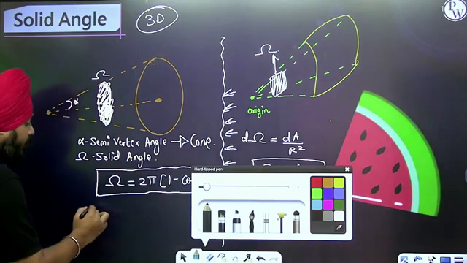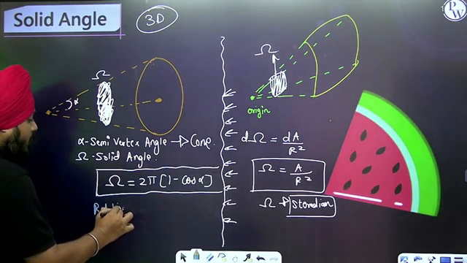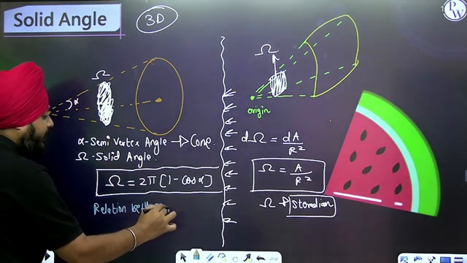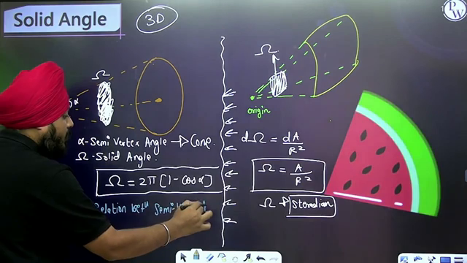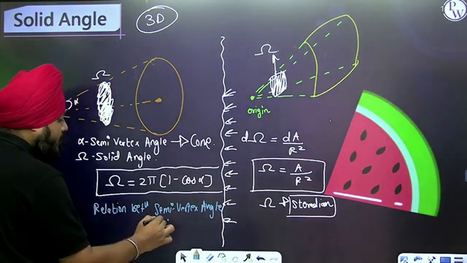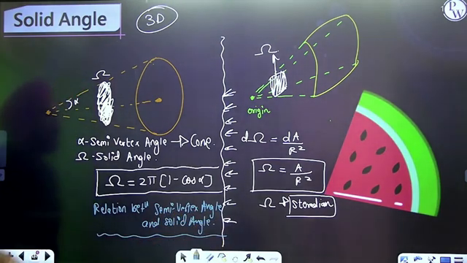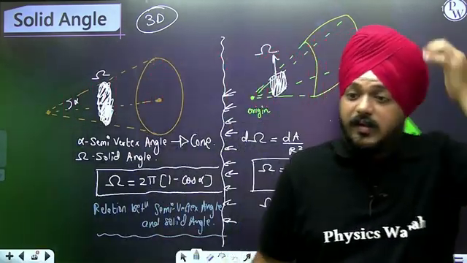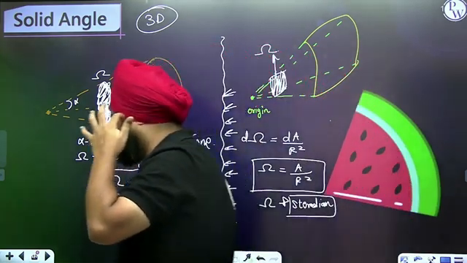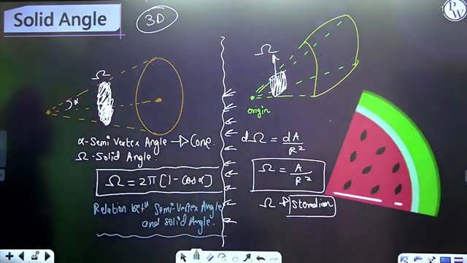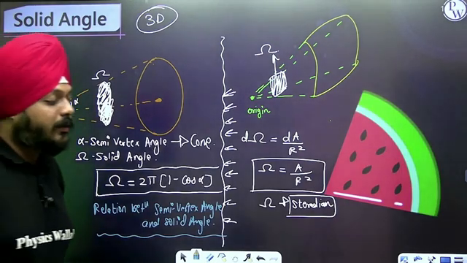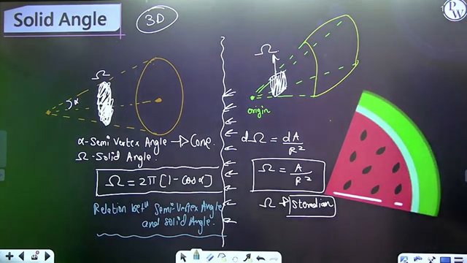Relation between the semi-vertex angle and the solid angle. So this was a very fundamental description regarding all of those things. I'm moving aside on a countdown of 10 seconds. If you want to note it down, you can just pause this video. Okay, so it's 10, 9, 8, 7, 6, 5, 4, 3, 2, 1. That's it.